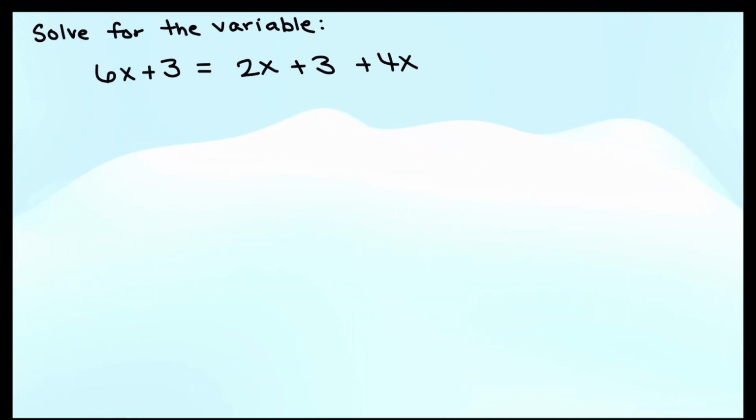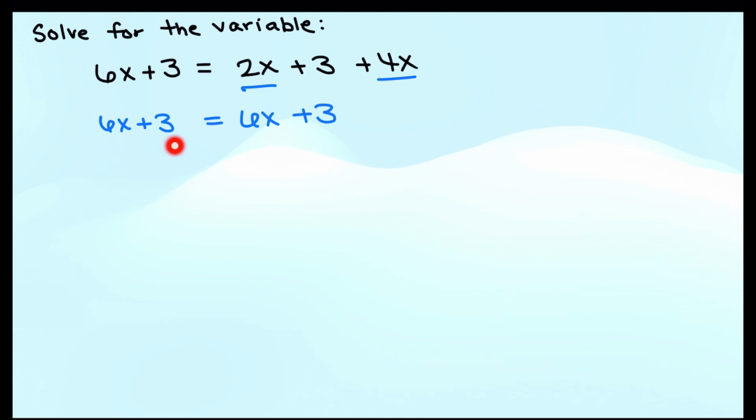So the first thing I would do is simplify the right-hand side. I notice that we have some like terms. The 2x and the 4x can be combined to 6x. So now my equation is 6x plus 3 equals 6x plus 3. Now, this equation might look a little funny already, but let's just continue going and see what happens.